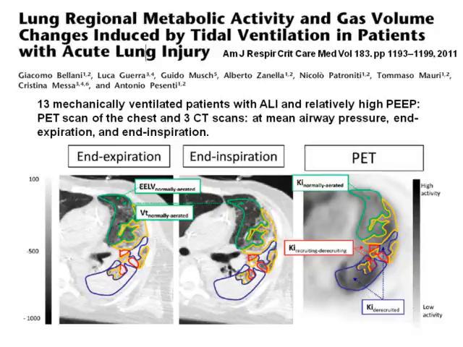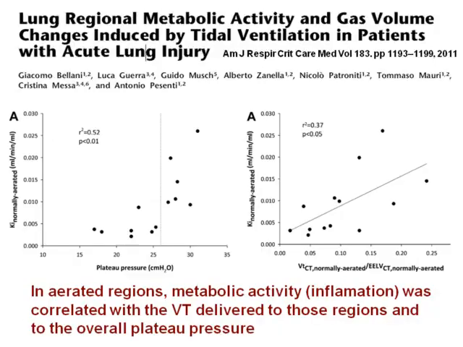And just briefly, now we have this interesting data presented by Bellani and the Pesenti group. They measured inflammation using PET, combining PET and CT in a way that is described here, in 13 patients with acute lung injury, with relatively high PEEP, the same PEEP for all, around 12 or 13, I don't remember. They used a PET scan and 3 CT scans at mean airway pressure, at expiration and then at inspiration.